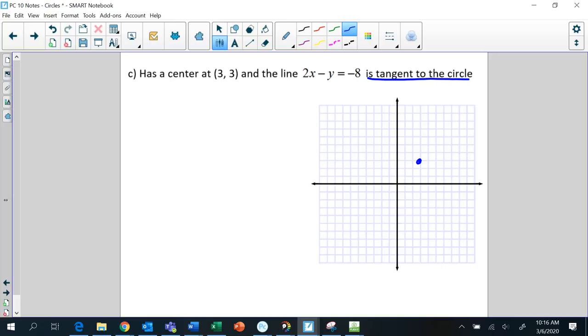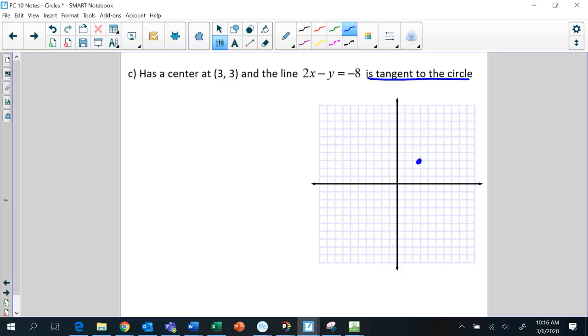Do you guys remember in geometry something being tangent to a circle, like what that means? Touches it at one point. How's that going to give me the circle? Do you want to graph the line? Will that help us maybe visualize something? How do we graph it when it's in this form?